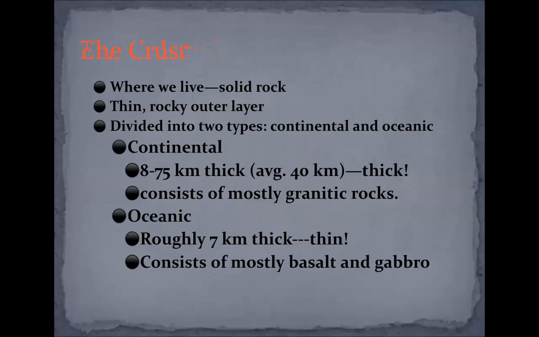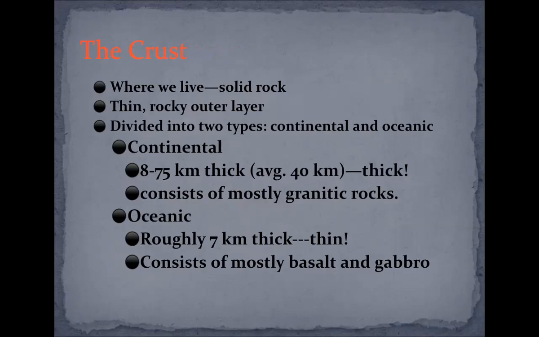Okay, so continental, think what? Over what? Or on what? Land, right? And oceanic is going to deal with ocean, water, right? Okay, so continental is anywhere from 8 to 75 kilometers thick. The average is about 40. So that is very, very thick. And that's what I need you to take away from this.